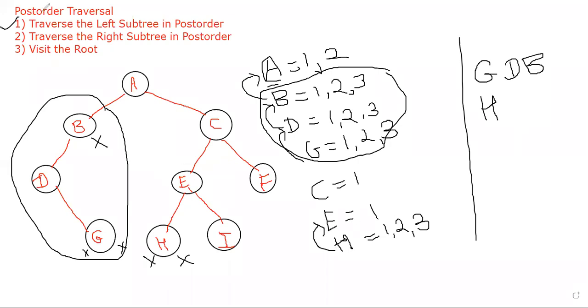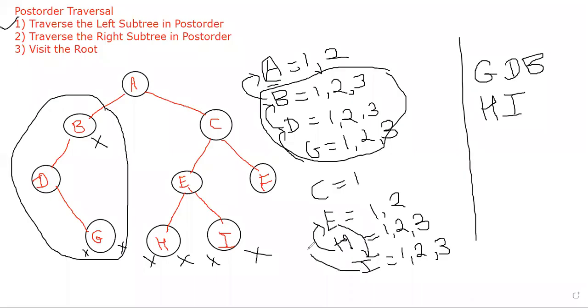So for E, we have finished the first step, that is traversing the left subtree of E. Now we want to traverse the right subtree of E. And what is the right subtree of E? The right subtree of E is I. So from E we come to the I. So for I, we want to apply all these three steps. First step says the left subtree is empty. Second step, we find that the right is also empty. That's why we are applying step number 3. So when you apply step number 3, we are printing the value of the node, that is I.